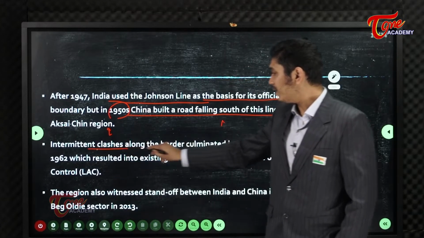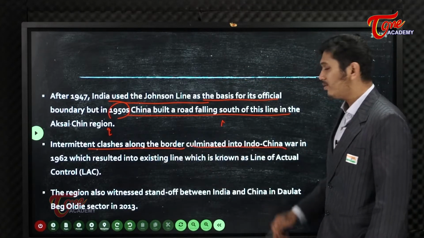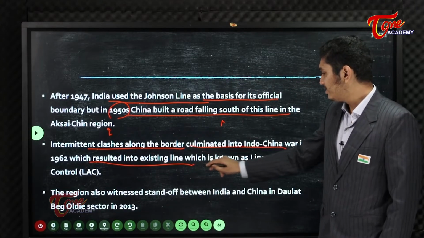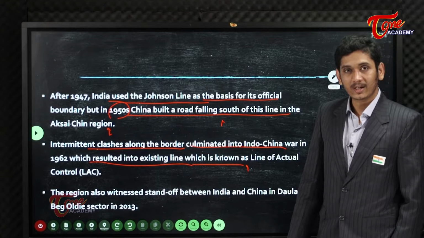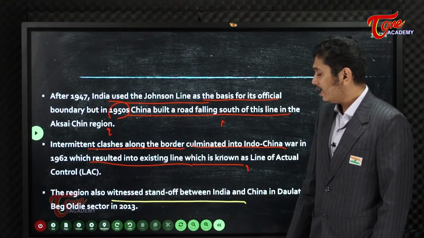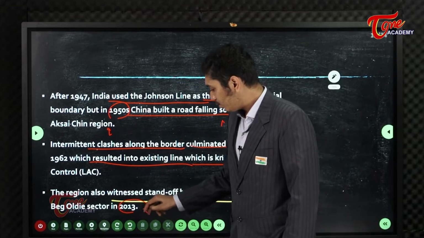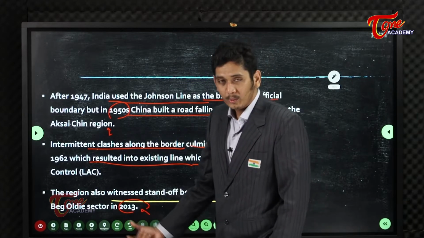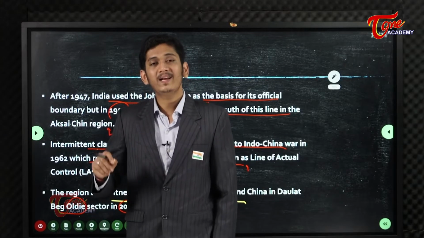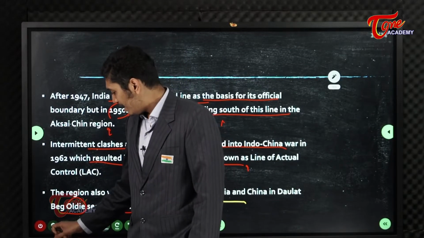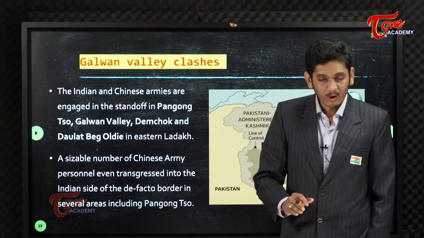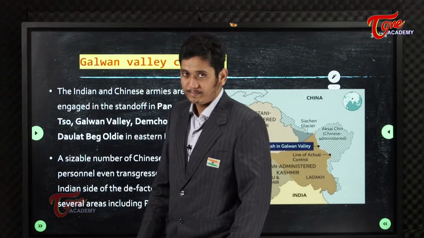Intermittent clashes along the border culminated in the Indo-China War in 1962, which resulted in the existing line known as the Line of Actual Control. The region also witnessed a standoff between India and China in the Daulat Beg Oldi sector in 2013. In this Daulat Beg Oldi sector, we are also building a road till the Siachen Glacier, under the Daulat Beg Oldi road system.